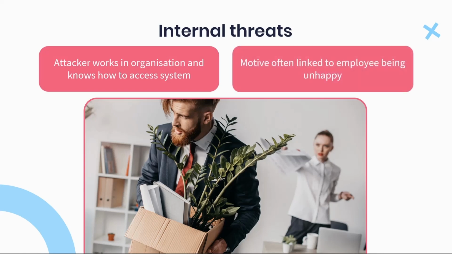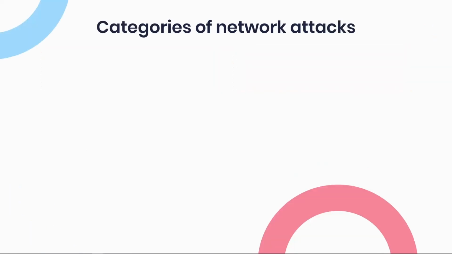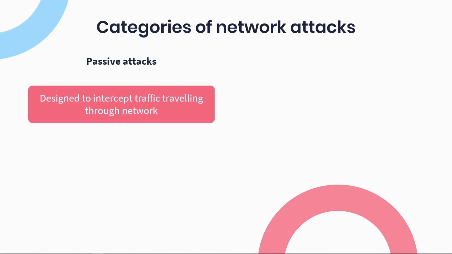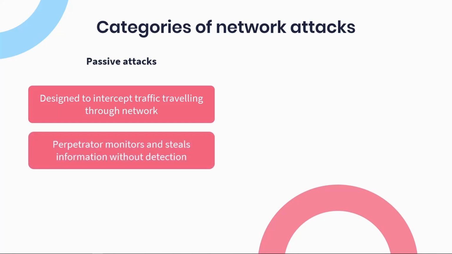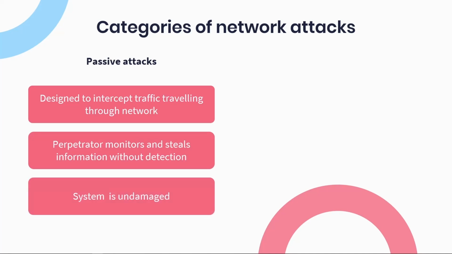The motive of an internal threat is often based on the employee being unsatisfied or disgruntled. Categories of network attacks. There are 2 broad categories of network attacks. Passive attacks. Now, these are activities such as wiretapping and idle scans that are designed to intercept traffic traveling through the network. The perpetrator monitors and steals information without being detected. And when done, he or she would leave the system undamaged.